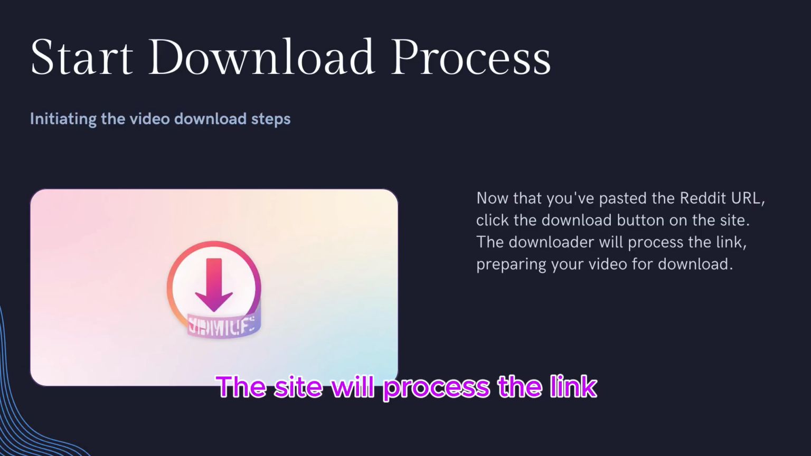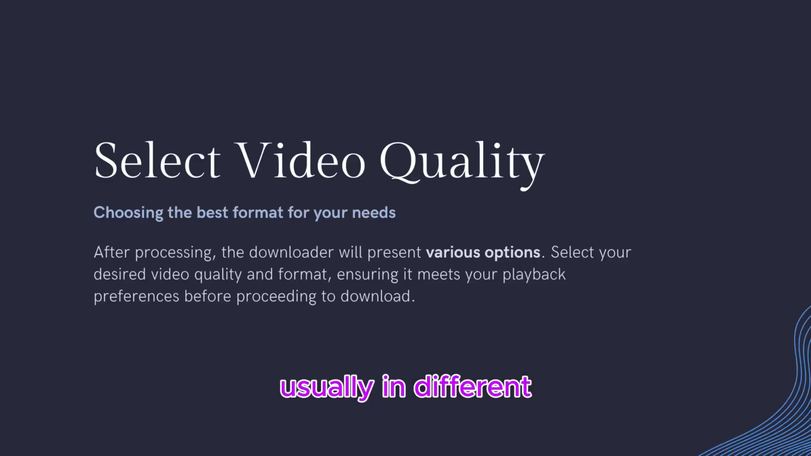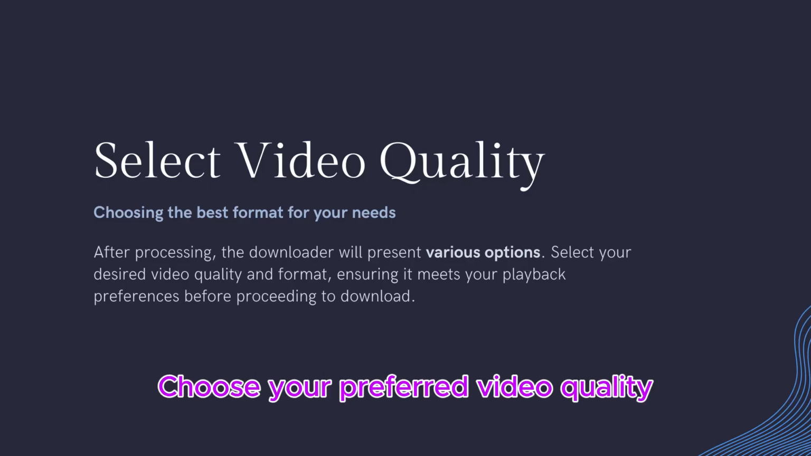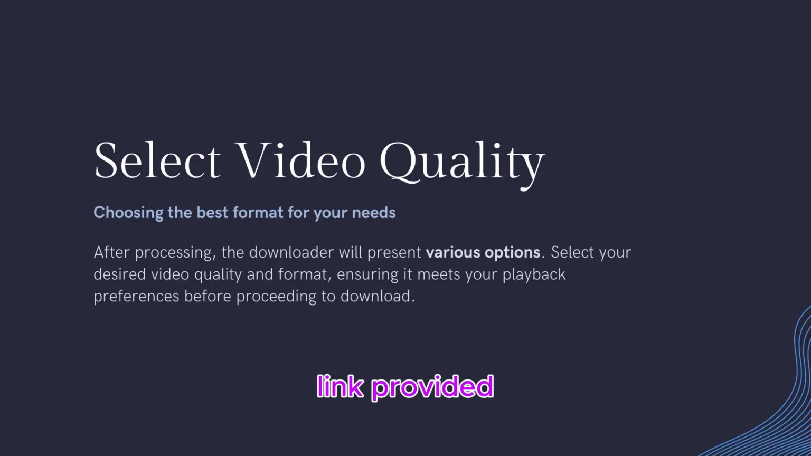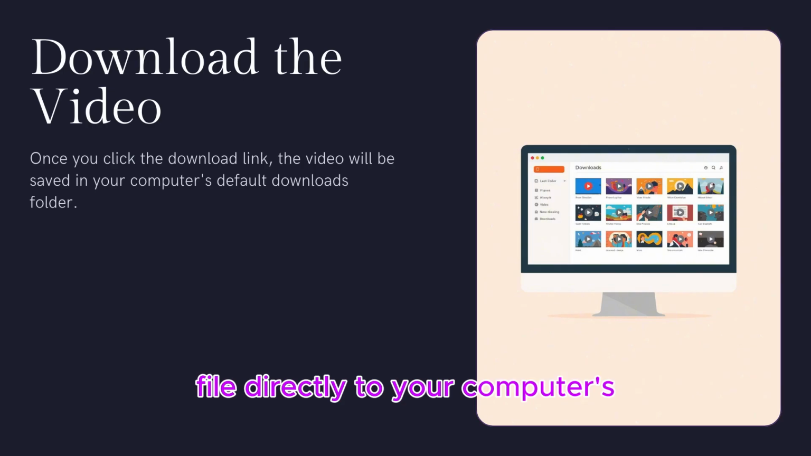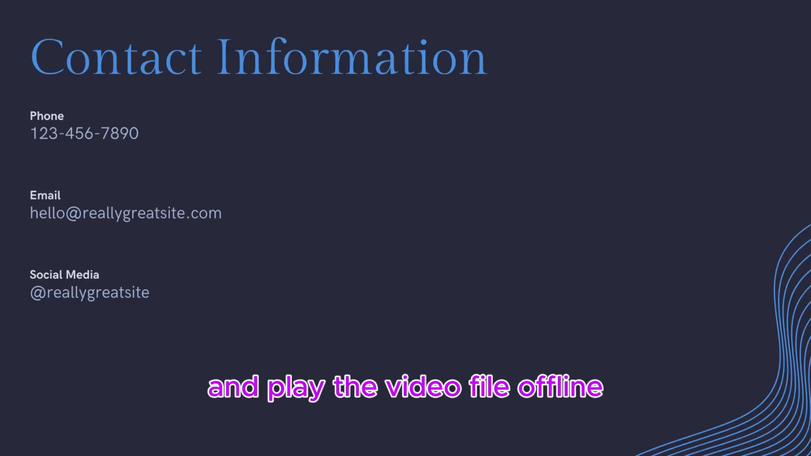The site will process the link and then present you with available download options, usually in different qualities like MP4 or with sound. Choose your preferred video quality and click the download link provided. Your browser will then download the video file directly to your computer's default downloads folder. You can now find and play the video file offline from your local storage.